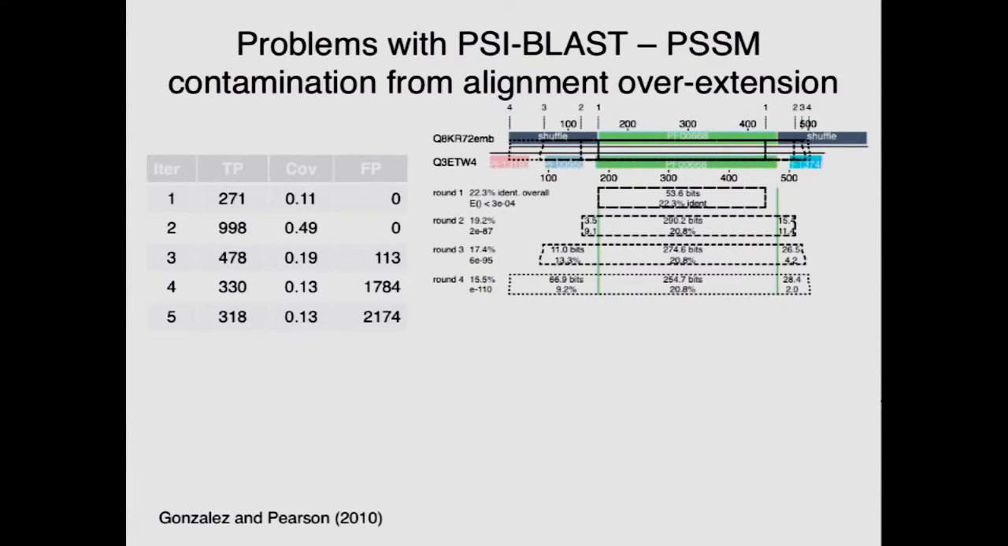And the thing which is the most insidious about it is that when this happens, you can't tell. Because PSI-BLAST is just going along, and it's finding more and more homologs, and life is good. And if you don't have some way of looking at the domain content of those homologs, then you don't see that it's happening.